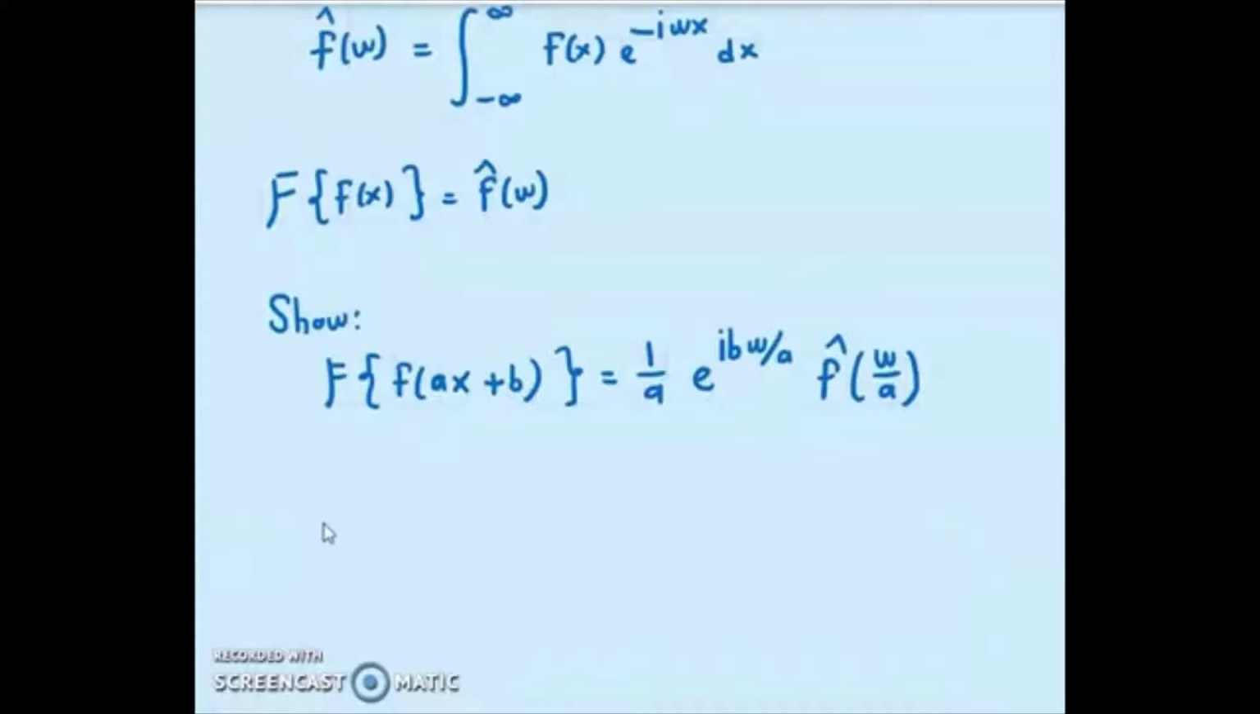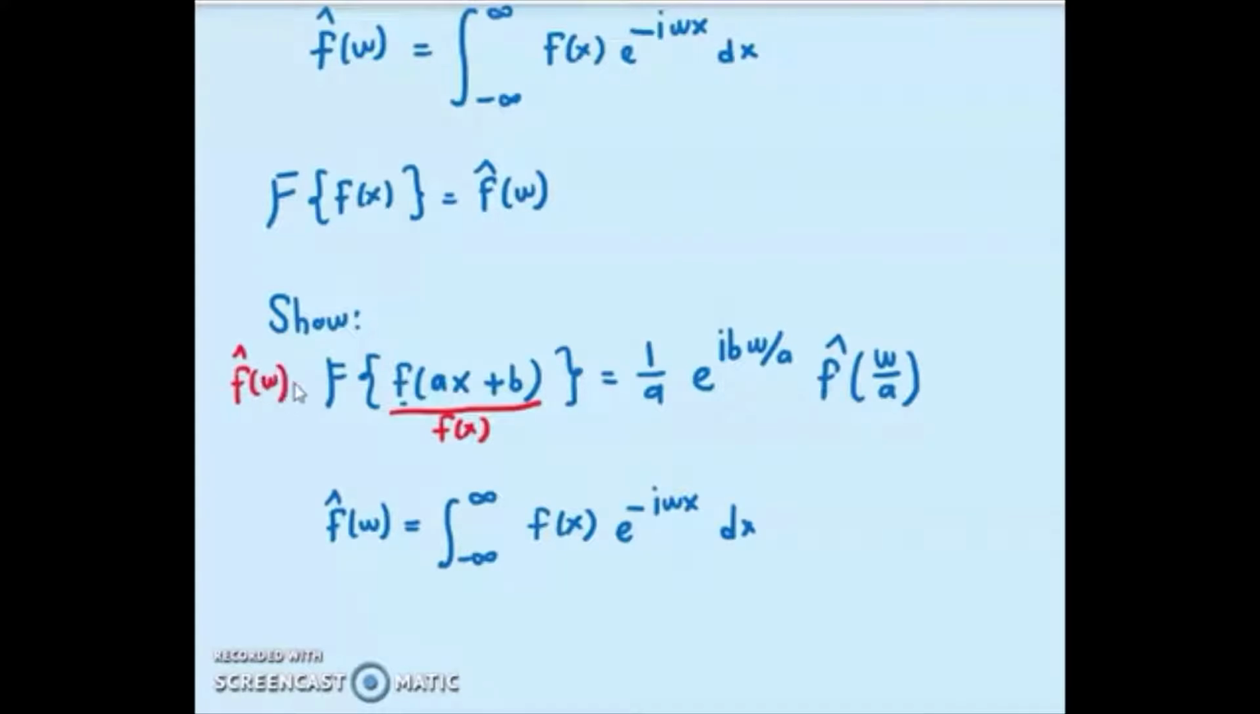By the definition, we have f hat of omega equals the integral from minus infinity to infinity of f(x) e to the negative i omega x dx. Now, this is our f(x), and this whole thing is my f hat of omega. So putting f(ax plus b) in here will give me the integral from minus infinity to infinity of f(ax plus b) e to the negative i omega x dx.